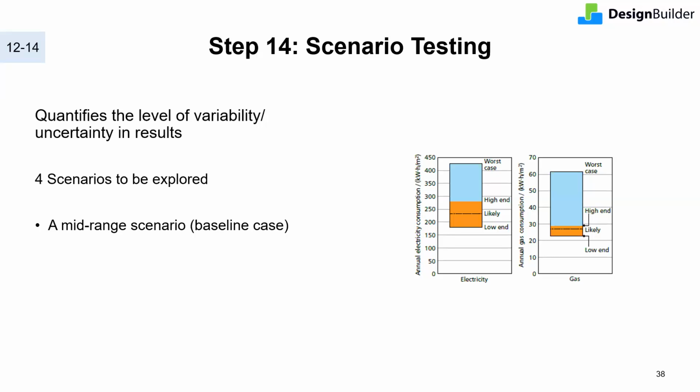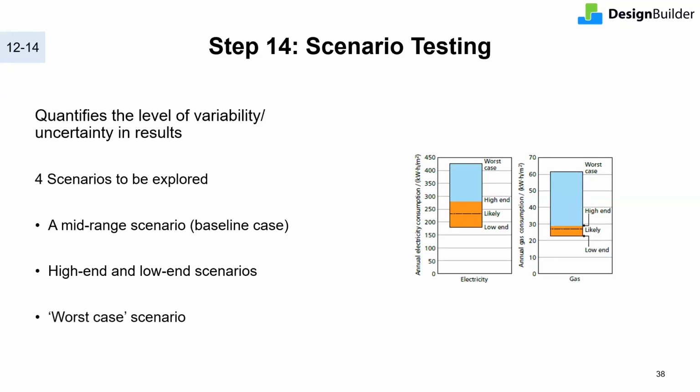First is a mid-range scenario, which is effectively our baseline case. This is the best estimate of energy use based on most reasonable assumptions for the building operations, system efficiencies, controls, and management regimes, which we have just done. Then you can have a high-end and low-end scenario, which represents the likely range of output uncertainty. That is the likely energy use variation based on reasonable variations in things such as building occupancy or operations.